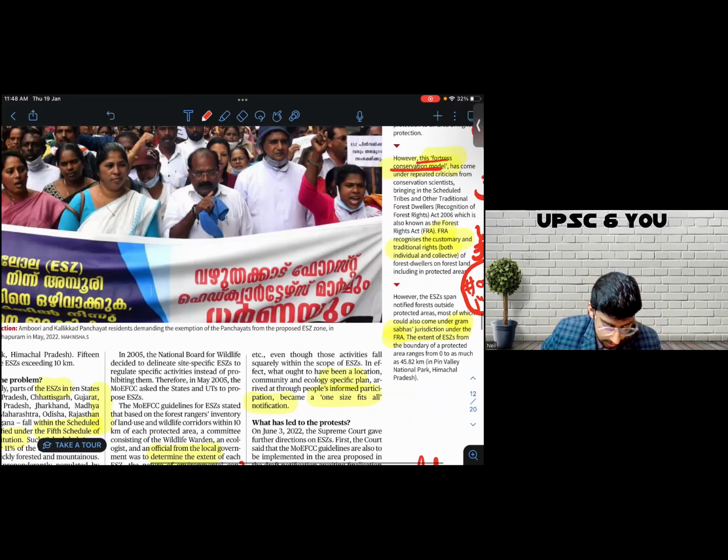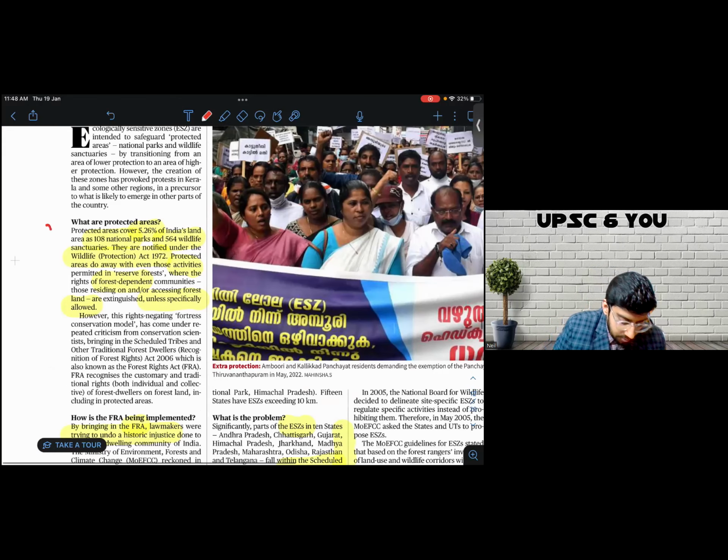Then let's see what else is there. So I have a good data point. They speak about protected areas at large. And they say that over 5.26% of India's land area has 108 national parks and 564 wildlife sanctuaries, and they're notified under WPA. So another good piece of information can be asked in prelims. Then a statement like this can come wherein they say that national parks are declared under EPA, Environment Protection Act, which is wrong because national parks are notified under WPA.